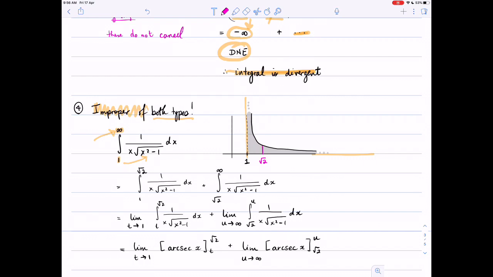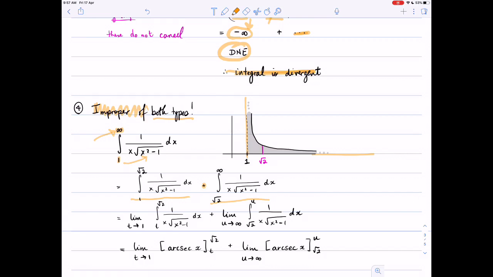It does not matter. I pick some value in between, and as long as both of these pieces, just like the last time, converge. That was so difficult, I was looking for the word there. Converge separately, then I can add their values together, and that will be the value of the integral. So let's take a quick look.